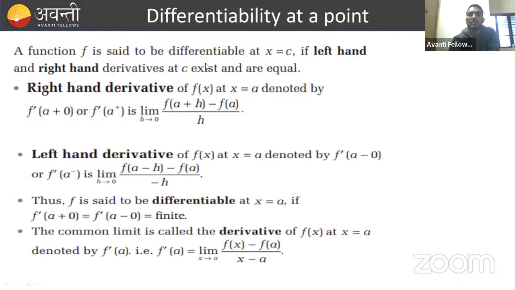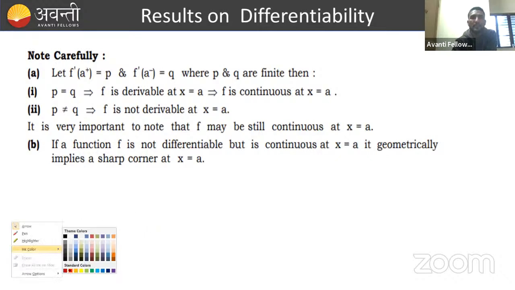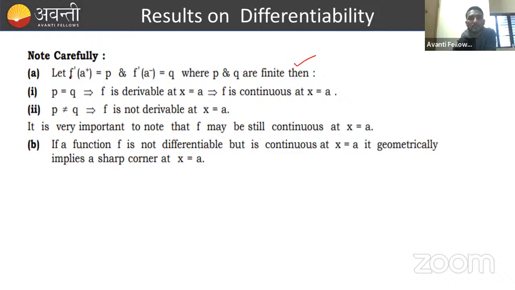There are two things: first, we need to find differentiability at a point, and the other is differentiability in an interval. If we are finding differentiability at a point, again you have to find the right hand derivative and left hand derivative. If both are equal, then it is differentiable at that point. These are some results on differentiability that we discussed in the previous classes. The first one is the right hand derivative, and this is the left hand derivative. Same thing, nothing changes.